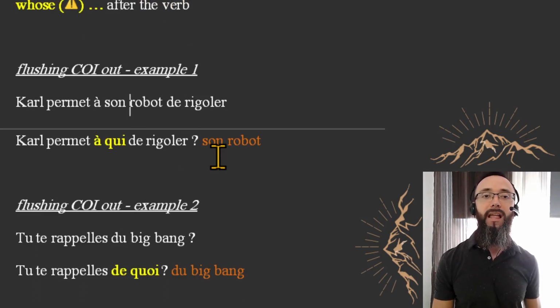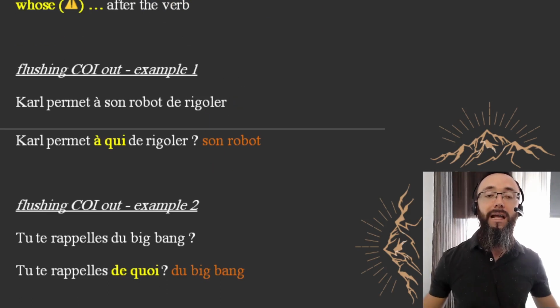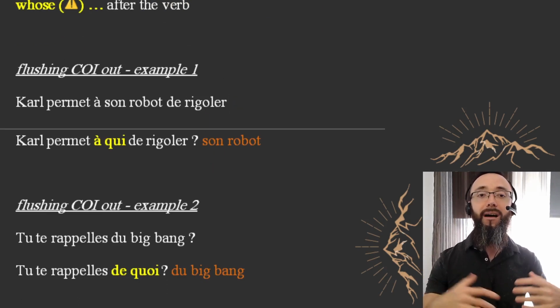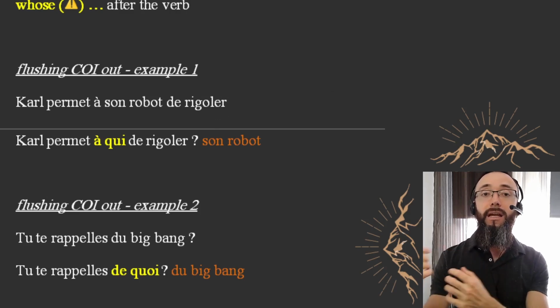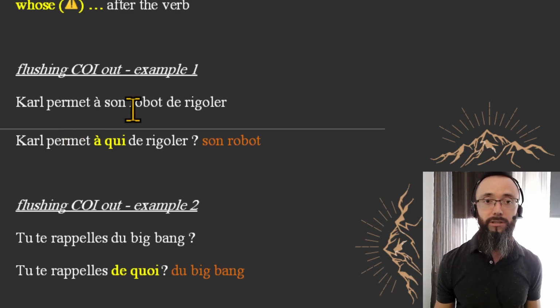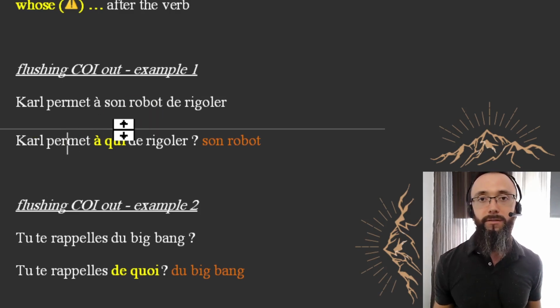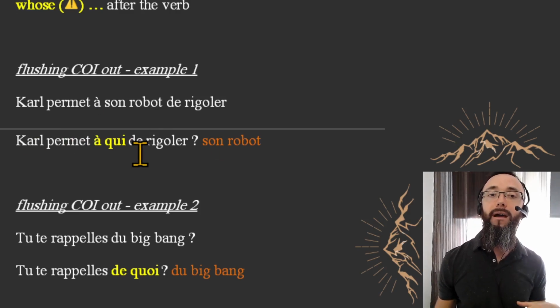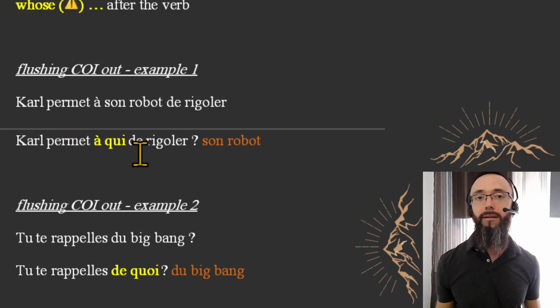Example 1. Carl permet à son robot de rigoler, which translates into, Carl allows his robot to laugh. The question I would be asking here to find out if it is COD or COI would be, Carl permet à qui de rigoler?